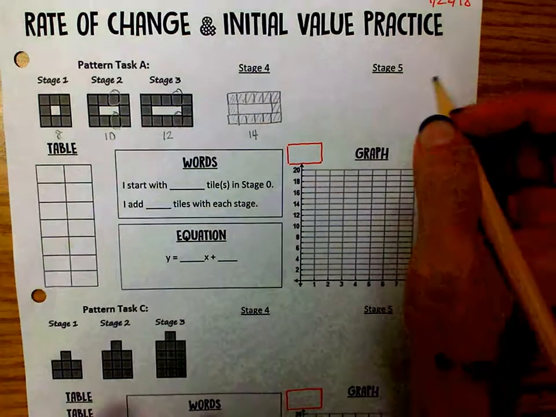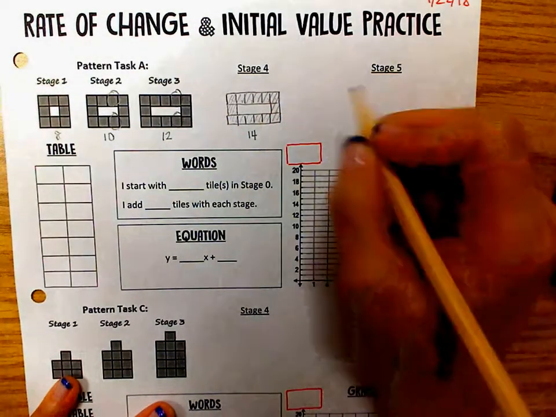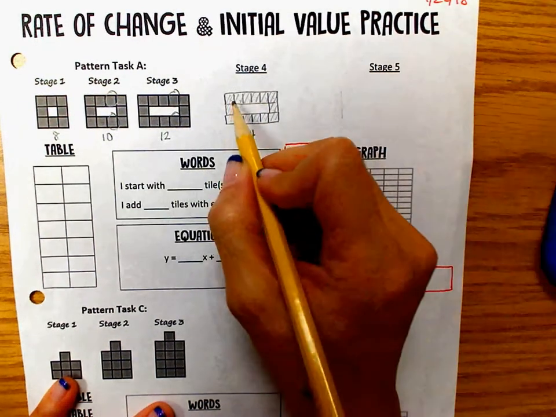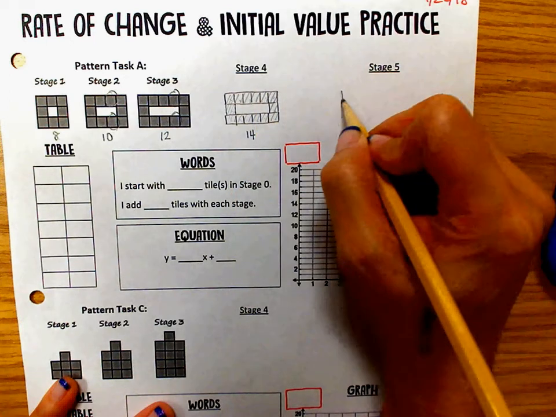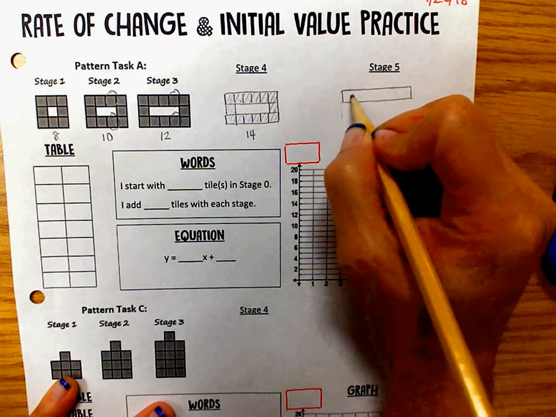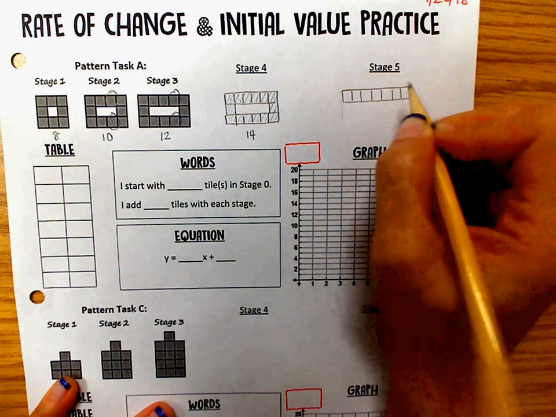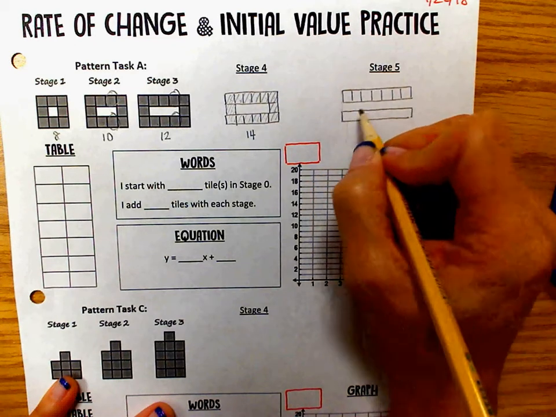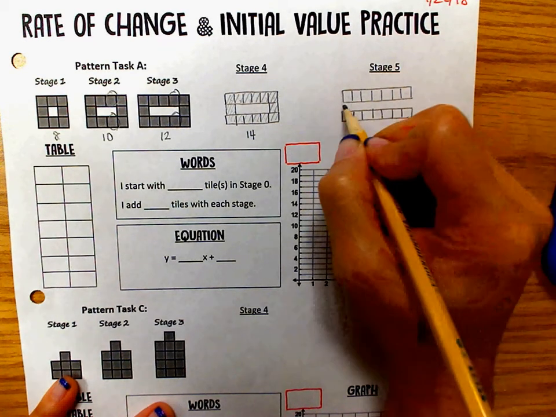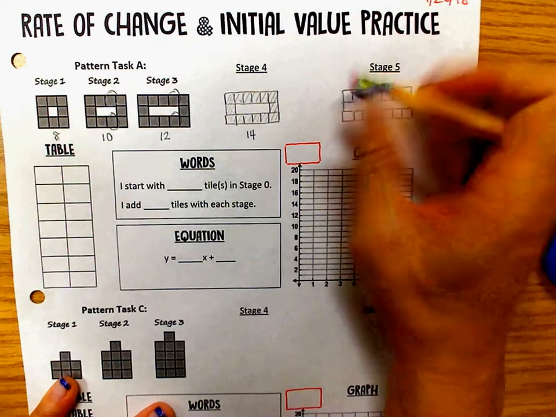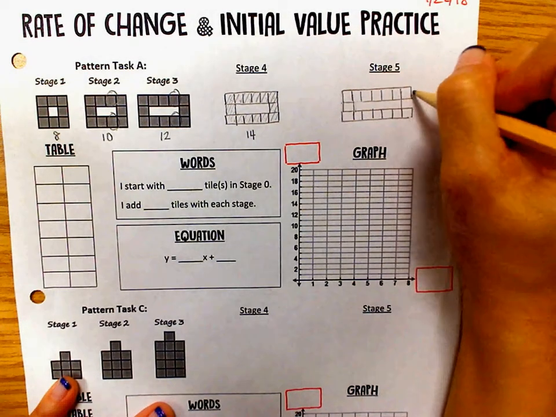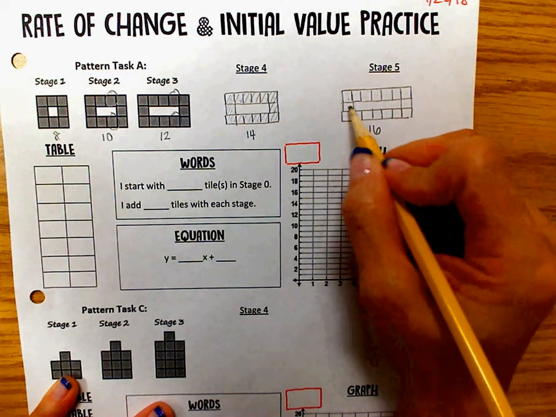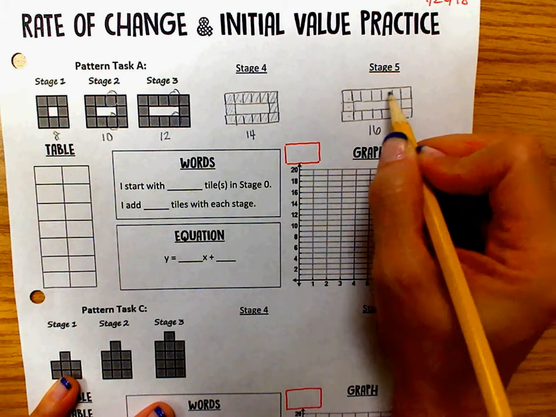And then stage five, we're going to pull from stage four. And since the top and bottom row had 6, 1, 2, 3, 4, 5, 6, I'm going to add one more to make 7. So 1, 2, 3, 4, 5, 6, 7. Then another row just like it underneath. And then one tile in between. There we go. So we should expect it to be 16 tiles. So let's see, 1, 2, 3, 4, 5, 6, 7, 8, 9, 10, 11, 12, 13, 14, 15, 16.